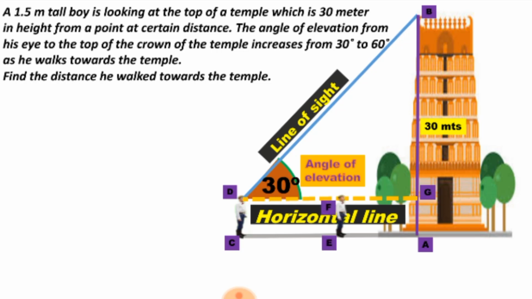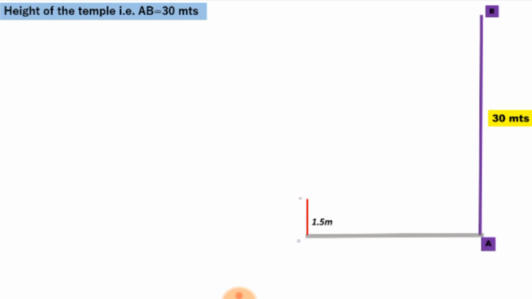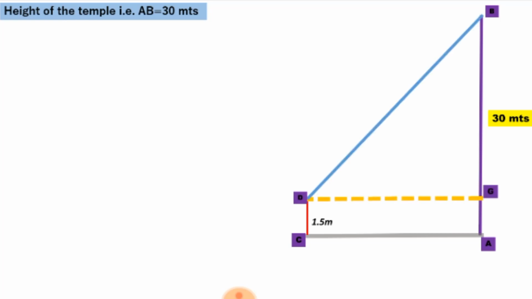The boy moves towards the temple. Now let us assume the second position of the boy as EF. From the point F, the boy is observing again the top of the temple with an angle of elevation 60 degrees. So the height of the temple AB is 30 meters, and from a certain position, that is CD, the height of the boy is 1.5 meters. From point D, the boy is observing the top of the temple with an angle of elevation.